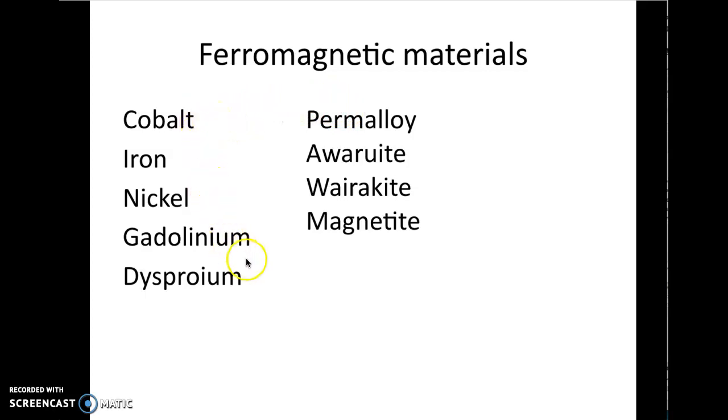So these are some of the metals which are ferromagnetic. Iron obviously is the most common one. Cobalt and nickel are the other main ones. But there are also other minerals that demonstrate this kind of ability to be magnetized.